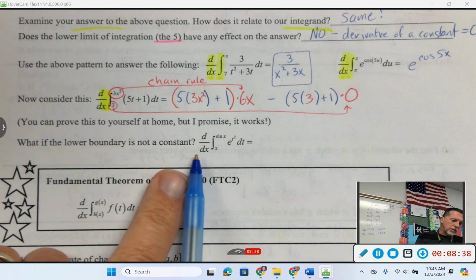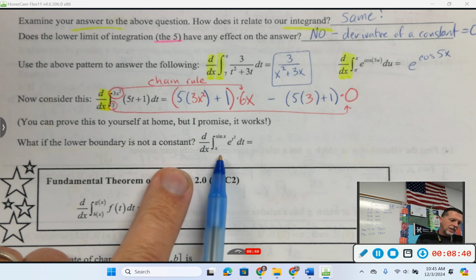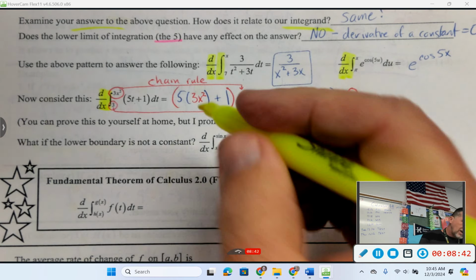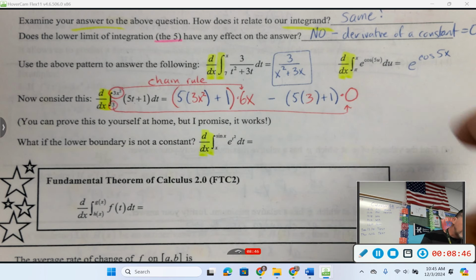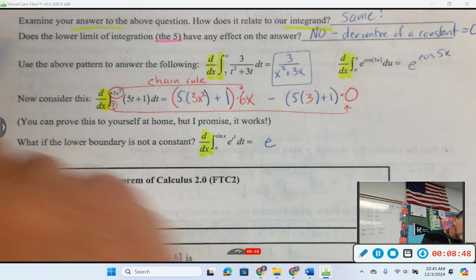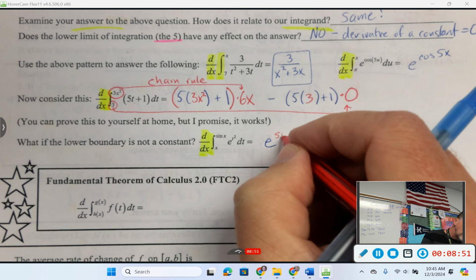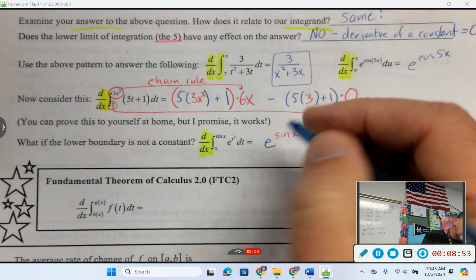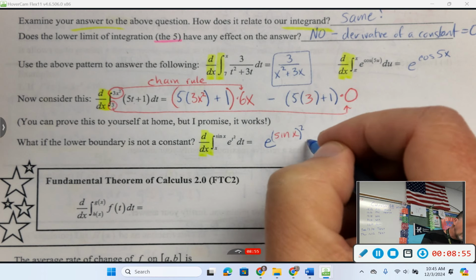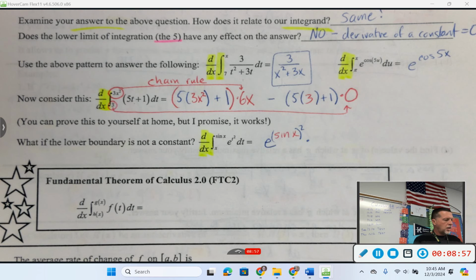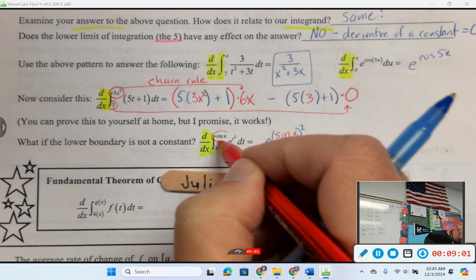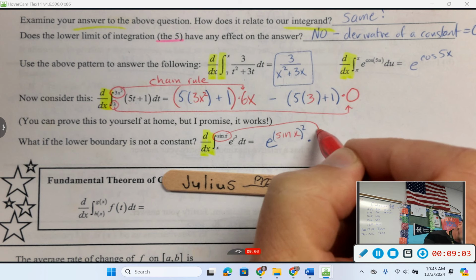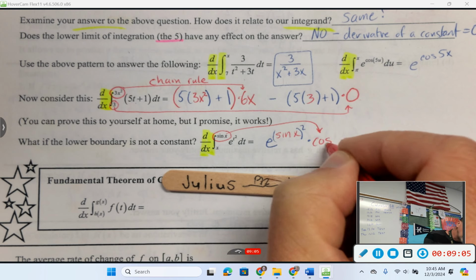All right, well, what if the lower boundary is not a constant? Well, it's still the same thing. The derivative of the antiderivative cancels each other out. So e to the sine of x squared. But then I need to think about the chain rule. So if I chain rule sine of x, that would be cosine of x.